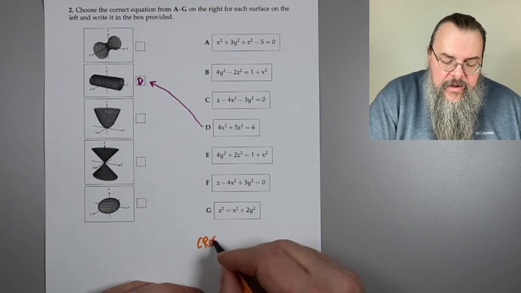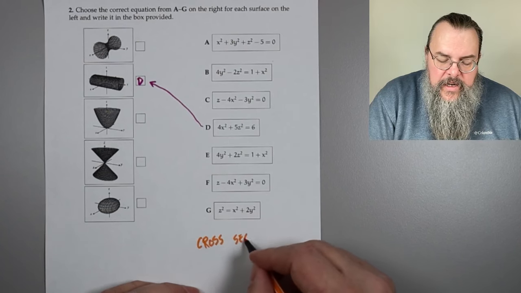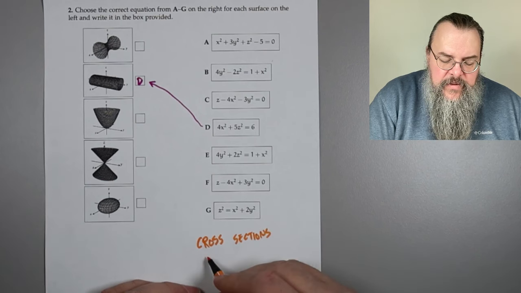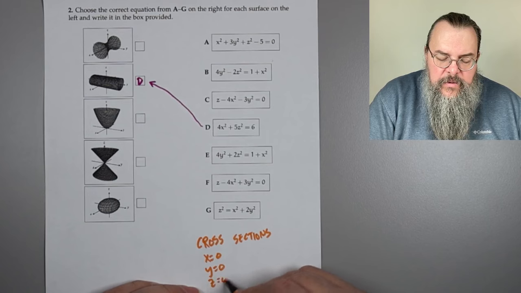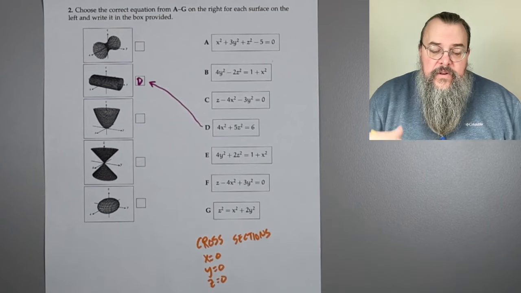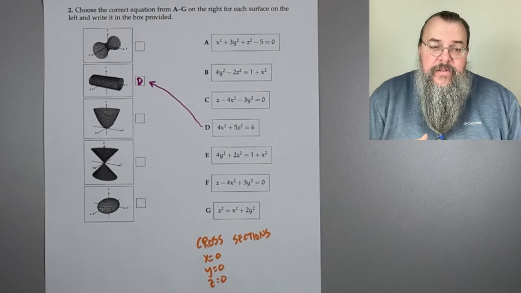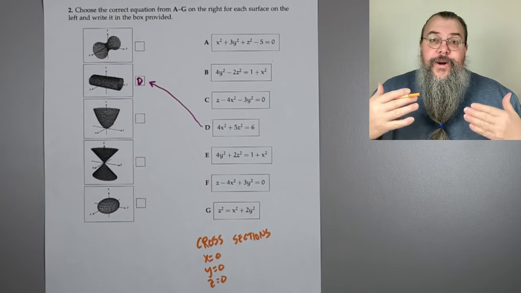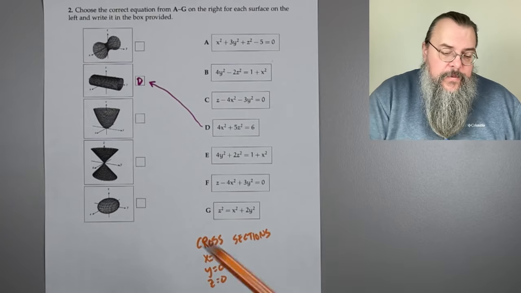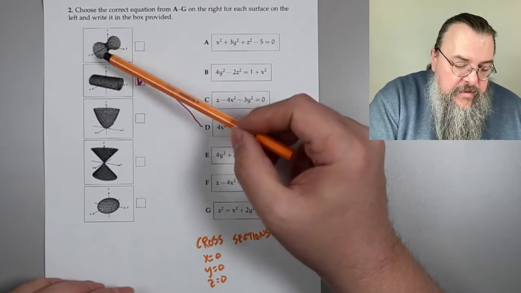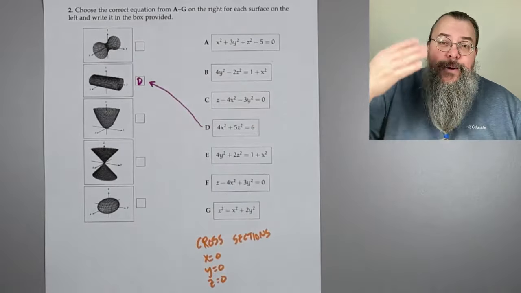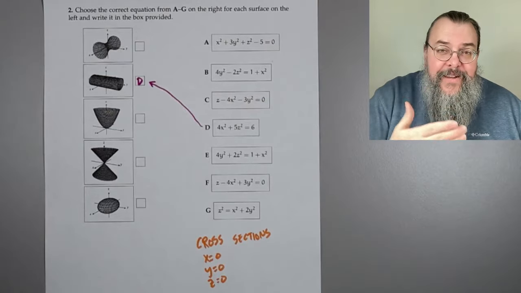Now, when I say cross sections, what we're talking about is look for something simple. X equals 0, Y equals 0, Z equals 0. And ask yourself, what happens when I set those equal to 0? What are the curves? So for instance, let's go with this first one. When you set x equals 0, you're in the yz plane. What's the shape when you slice?